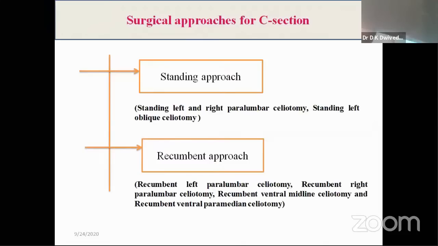So the standing approach is indicated for the elective C-section. If everything is normal and the fetus is live, in that condition you may opt for the standing approach. But as I told you at the beginning of my presentation, elective surgery is rarely performed in our country. Most of the time we perform the C-section as an emergency procedure.